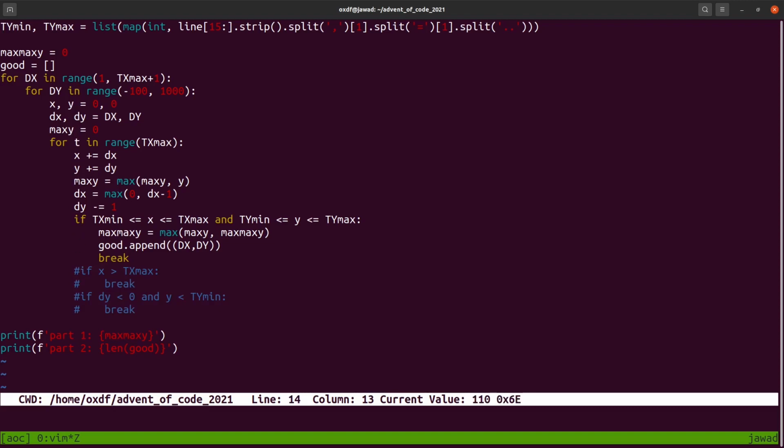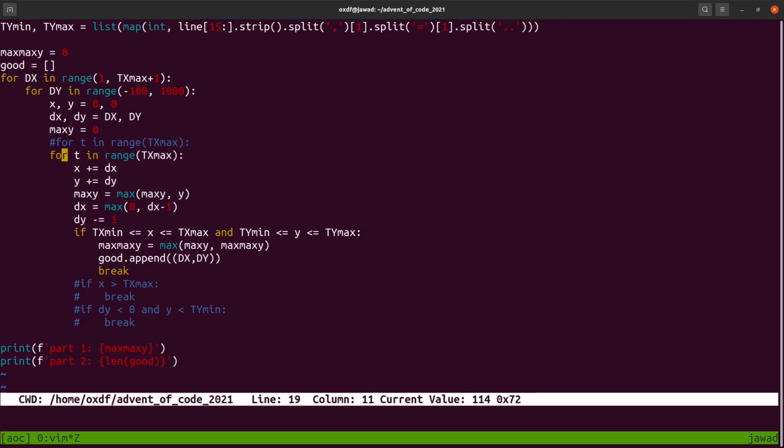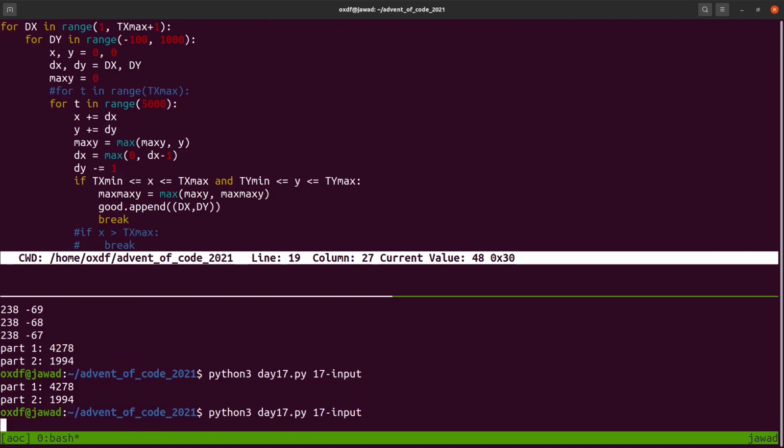And then what if instead of doing Tmax, we just did an arbitrarily large thing, like 5,000 steps or something? See, it takes way longer. So it would have been really tempting at the beginning to just throw in dx goes from 0 to 5,000, and dy goes from -1,000 to 1,000, and time goes through 5,000. But clearly, that costs us a ton of time, right?